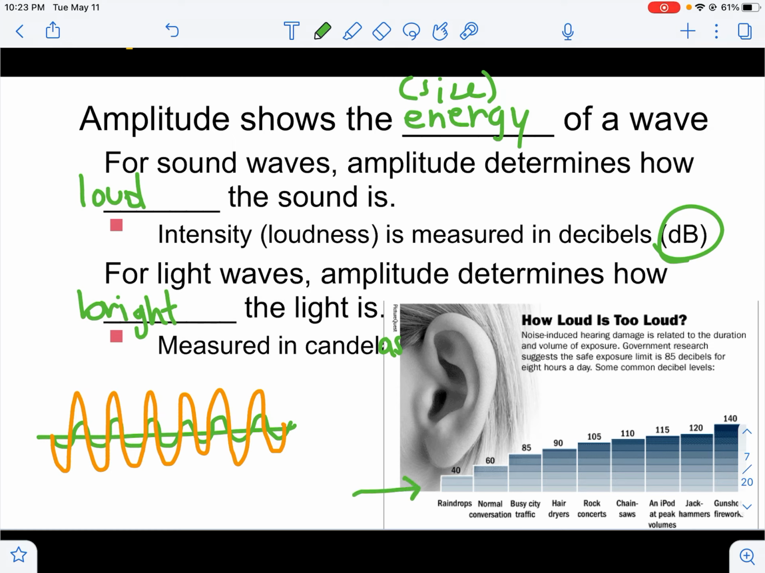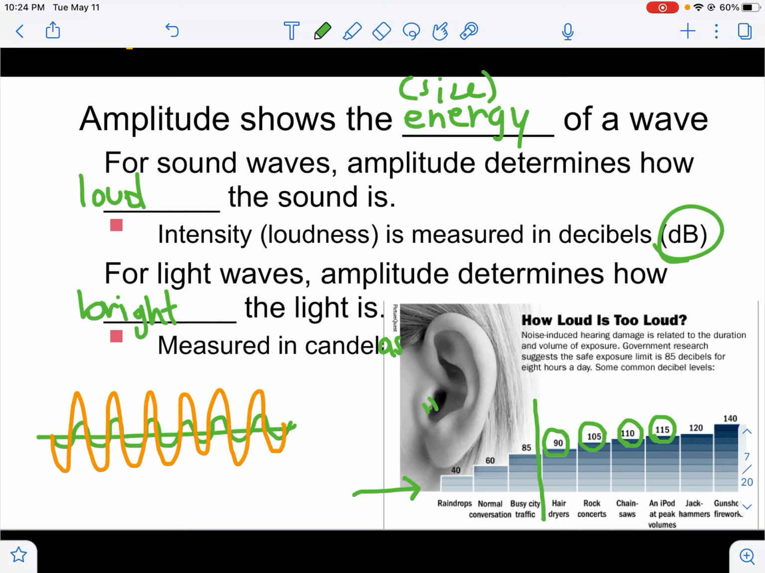Down here we have some information for you to peruse. Anything more than a couple of seconds at these loudnesses, and the louder you get, the more damaging it is, so the less time you should be around it. You should maintain a distance of a loudness of about 85 decibels, which is busy city traffic. You can pretty much handle busy city traffic without damaging your eardrums all day, every day, or 8 hours a day rather. Hair dryers, you can probably withstand a couple of hours maybe. Rock concerts, probably a couple minutes. Same thing with chainsaws. And an iPad at peak volumes, maybe a couple seconds of that actually. That's why you should never turn your volume up on there, because that damages the ears.